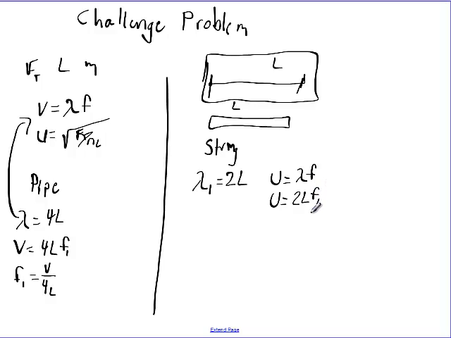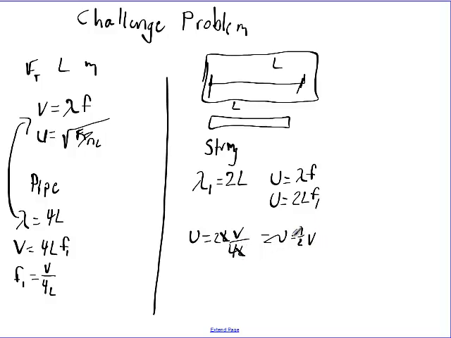But what we want is for this frequency right here to match this frequency over here, so I'm going to sub that in. That means U equals 2L times V over 4L, and happily this length cancels that length. 2 over 4 is a half, so I get U equals 1/2 V.